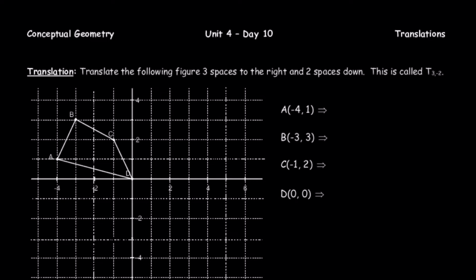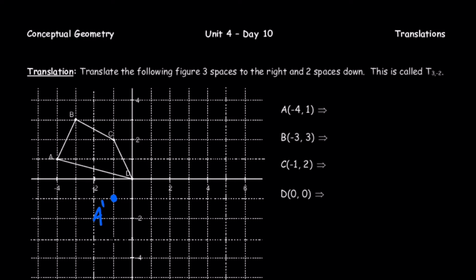Translate the following figures 3 spaces to the right and 2 spaces down. So what we're going to do is take this quadrilateral, take each vertex and move it 3 spaces to the right and 2 spaces down. And we'll do that one vertex at a time. So I'll start with A. Right 3, down 2, A prime, go right there.